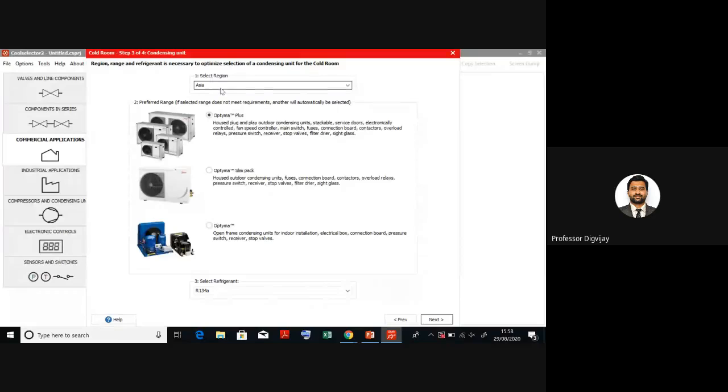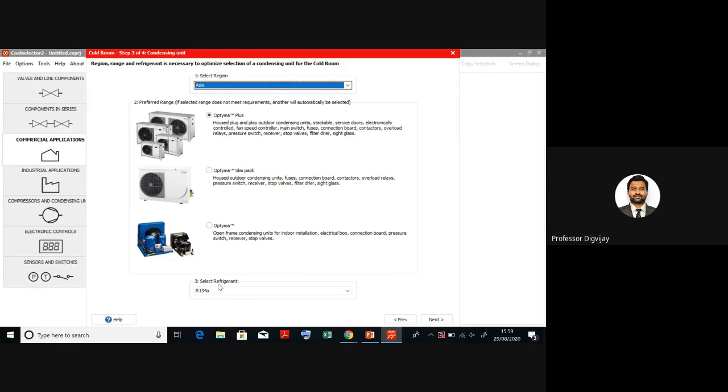Then select the region. So they are asking the region. Why they are asking the region? Because the solar heat or solar load will vary from region to region. So in this case, I will take Asia. Then they have given us the choice to select their components. So they have these commercial components. First is Optima Plus. Second is Optima Slim Pack. Third is Optima. So I will select this Optima Plus.